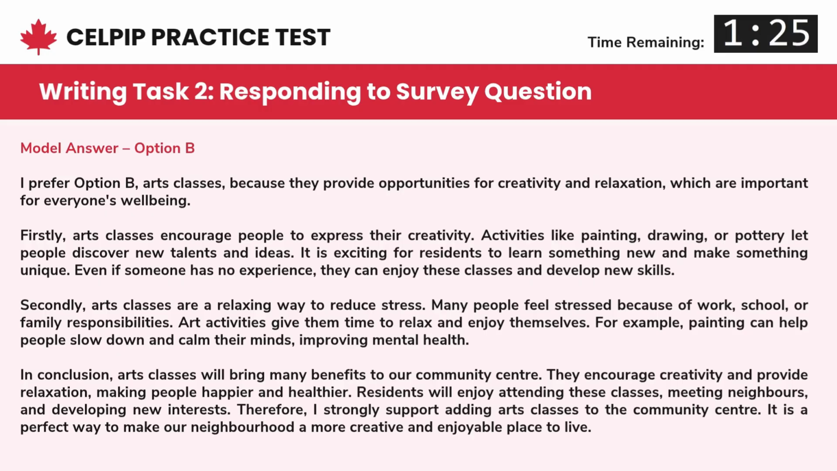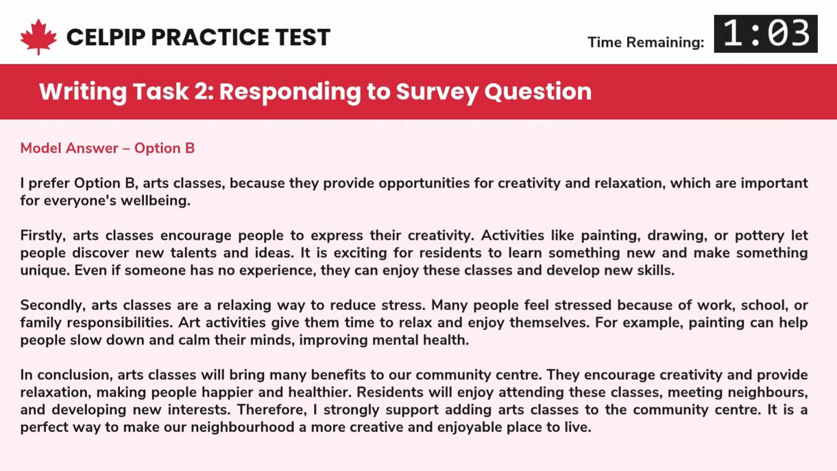This explanation will show you why the response choosing arts classes scores well. You can pause the video anytime if you need more time to read the answer carefully. This response clearly indicates its choice at the start by saying, "I prefer option B, arts classes." It gives two strong reasons: creativity and relaxation. Each reason is well supported with clear examples.